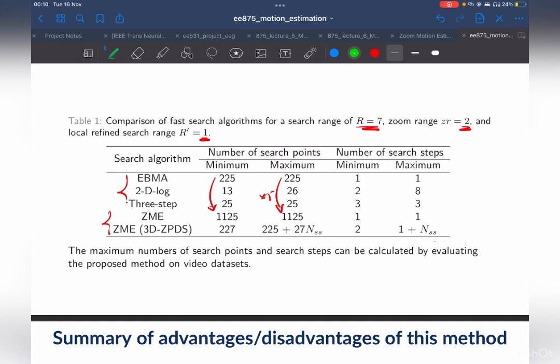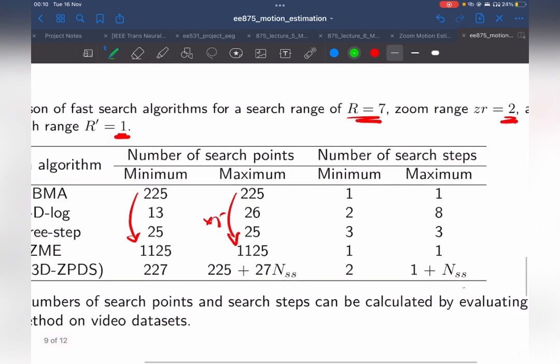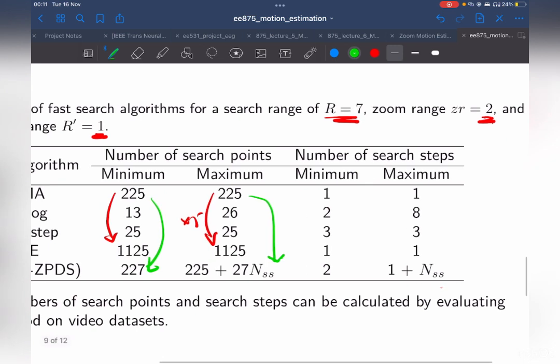Let's take a look at CME with fast algorithm. The number of search points increased a little bit in the minimum case, and in the maximum case, I don't know, because NSS I leave as a variable, because in the paper they didn't perform experiments on this on a data set. And about the search steps, it increased a little bit in the minimum case, and this is increased.